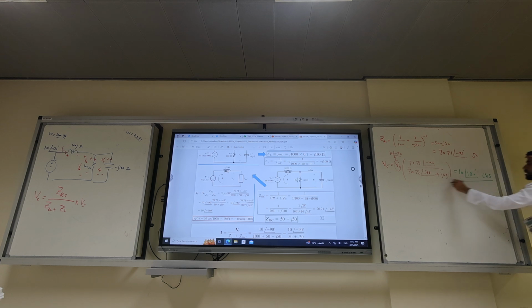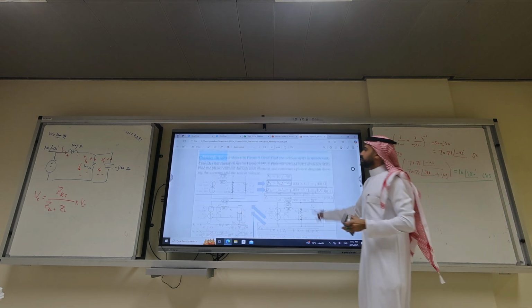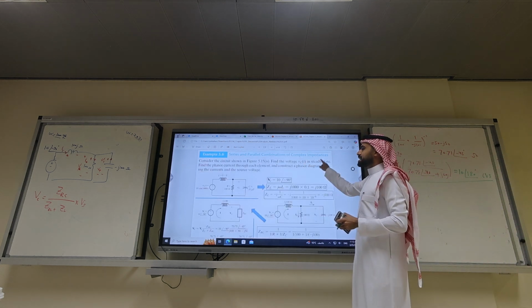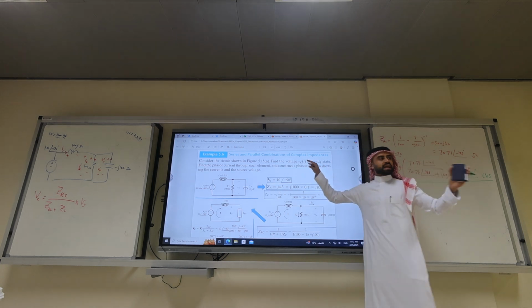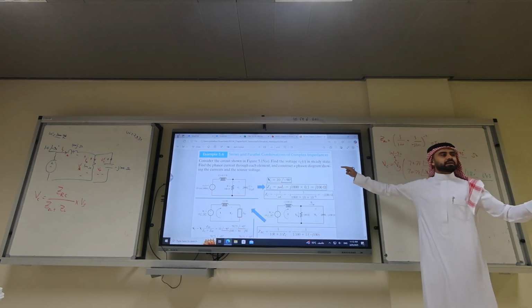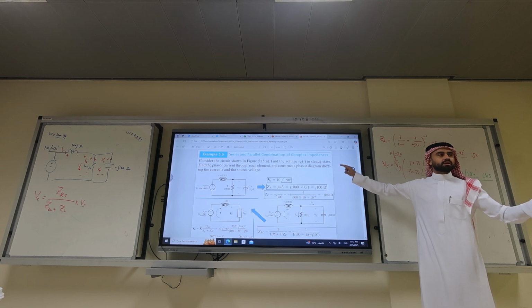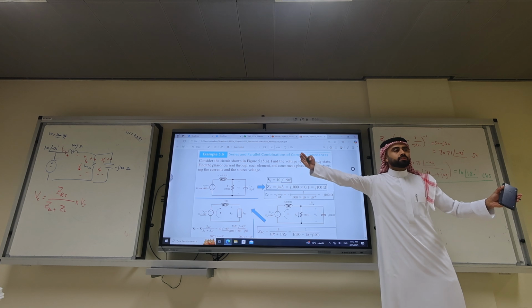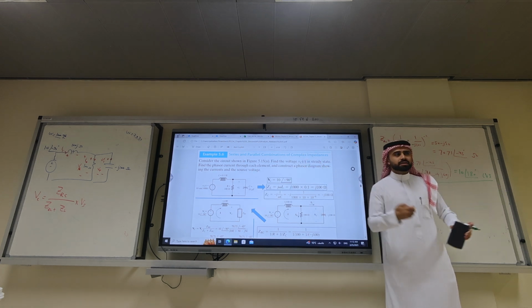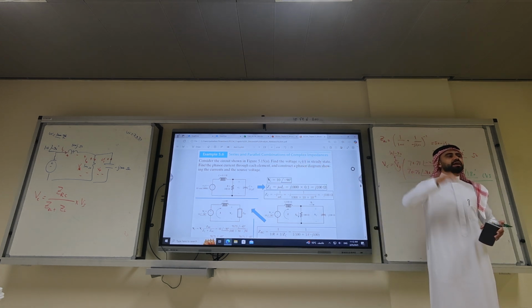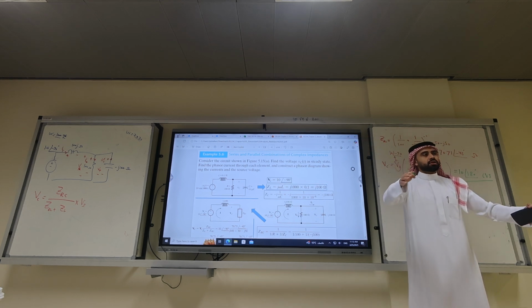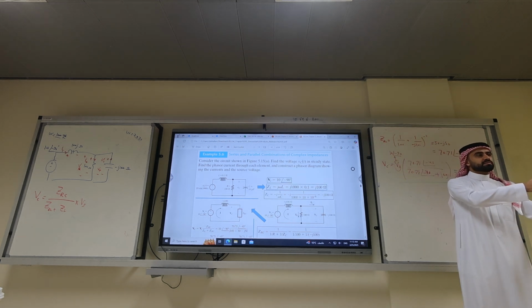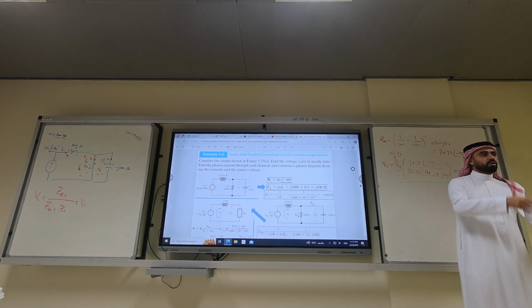Volts. Then the question asks, find the voltage VC in a steady state. I told you, don't get scared from the word steady state. What does it mean? What does steady state mean? Steady state is after enough time. No, it doesn't mean it doesn't change with time. Steady state means the stable state of the system. You don't look at the transients, the ripples and such.